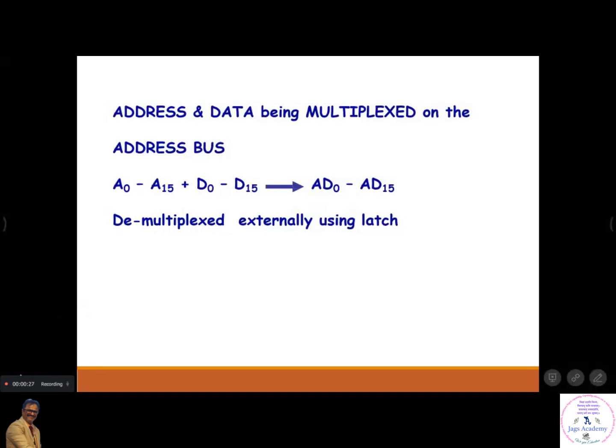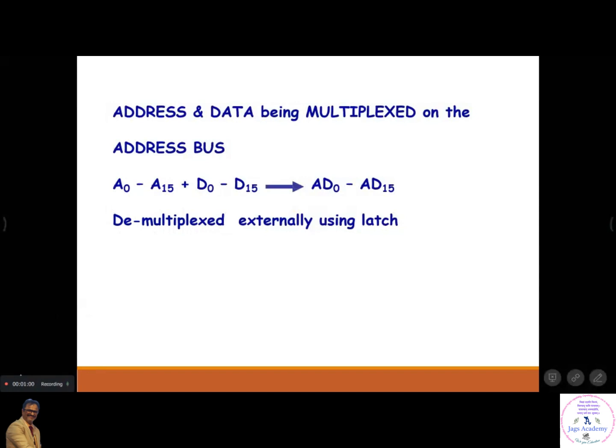Let's continue with some facts about the hardware components of the 8086 microprocessor. I hope you remember that yesterday in my class I told you that the address data bus is multiplexed. When the address data bus is multiplexed, and you want to use it as a separate address bus and separate data bus, you need to demultiplex. Yes or no? You have to separate it out.